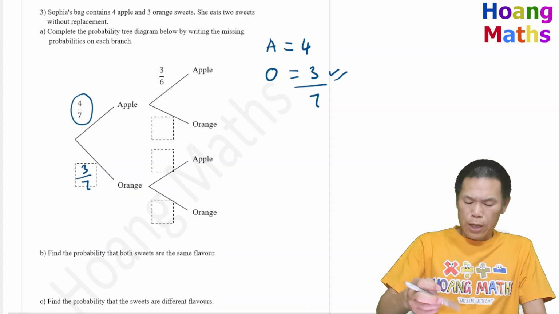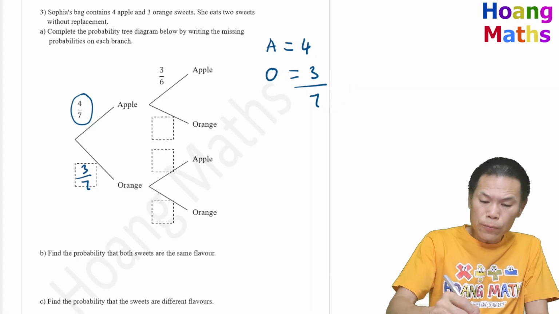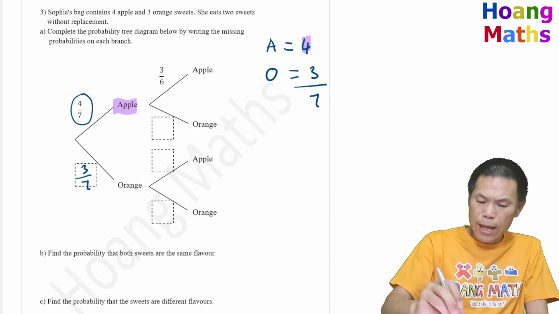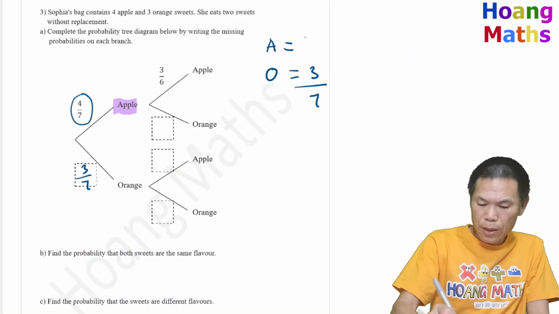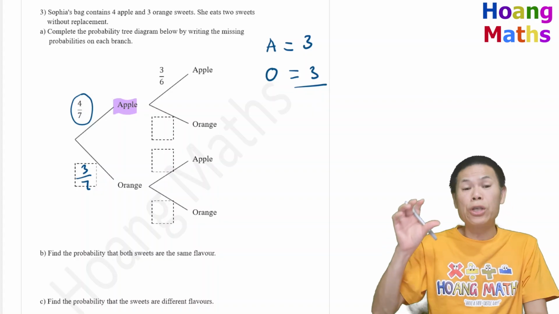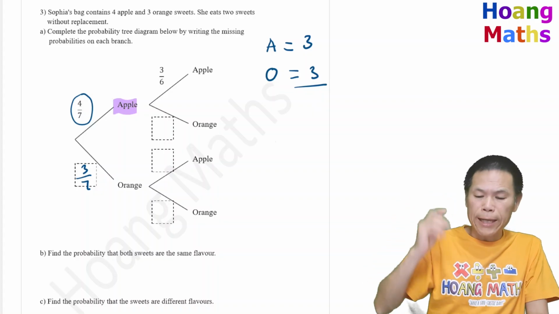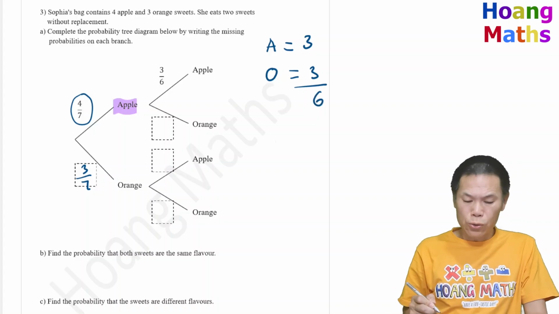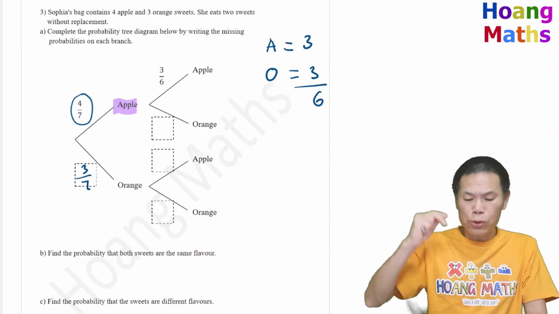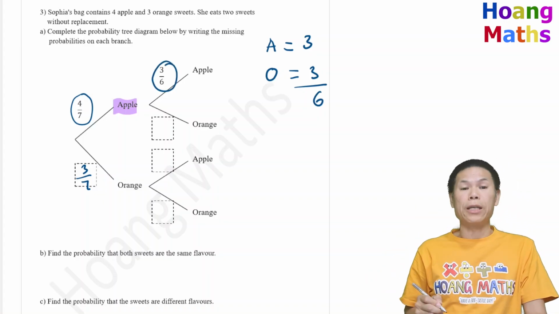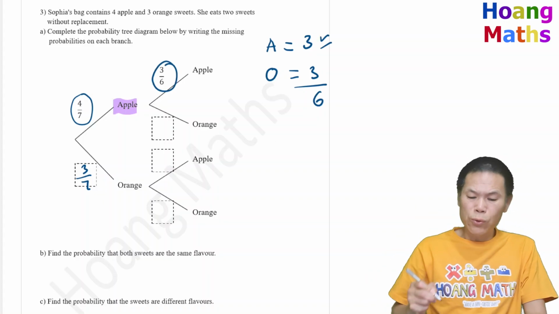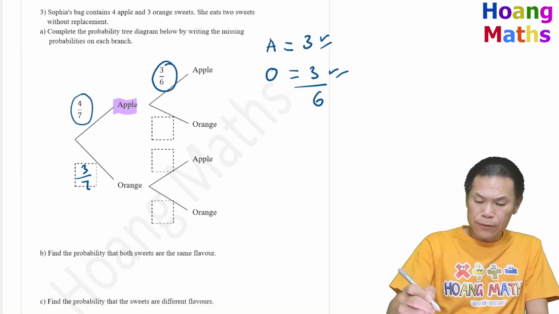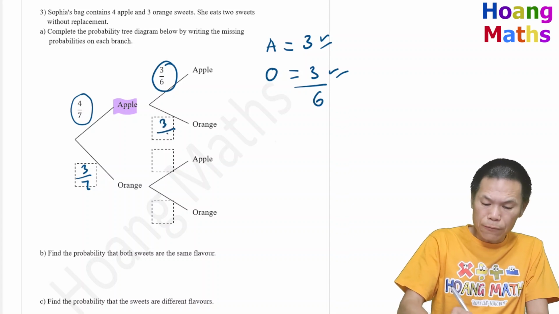So there you go. So if Sophia's first drawn is an apple, this means that the apple 4 now becomes 3. And orange is still the same because it's just 1 apple sweet that's been taken out. So that means 4 apple sweets become 3. So now it's 6 altogether. So the probability of getting an apple sweet will give me 3 out of 6, because 3 apple sweets are left. And the probability of getting an orange sweet is 3 out of 6 as well.